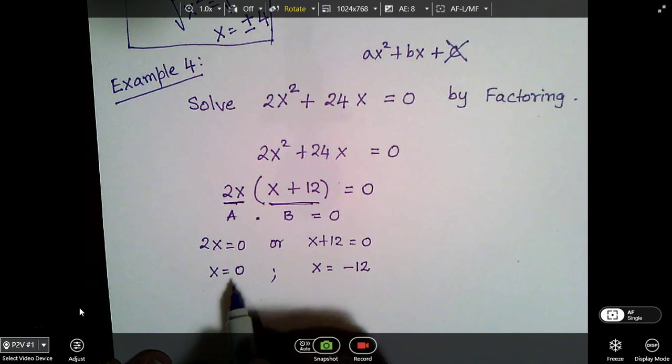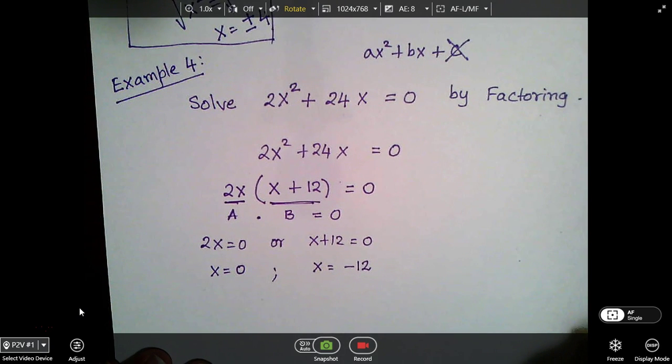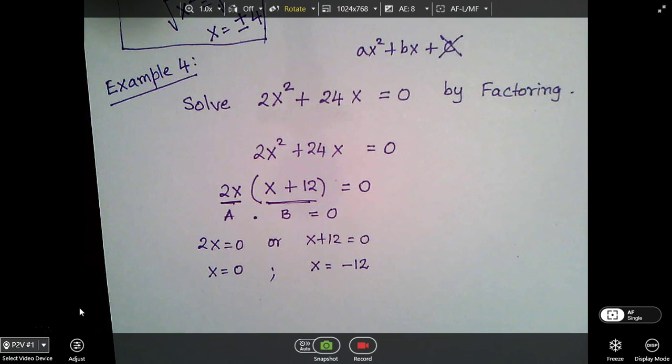All right. So these are the 4 different kinds of problems that you're going to look at for solving a quadratic equation by factoring. If you are not sure about factoring, you need to go to module 15 to learn all about factoring. Very important. All right. Thank you.